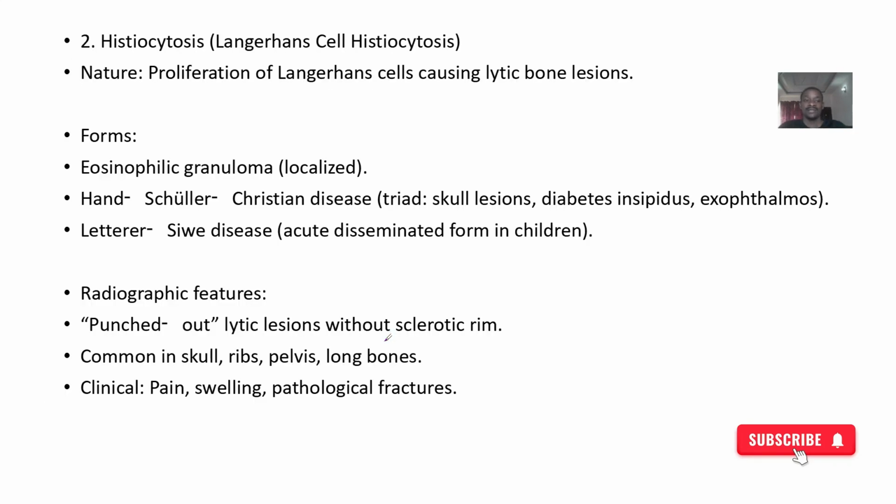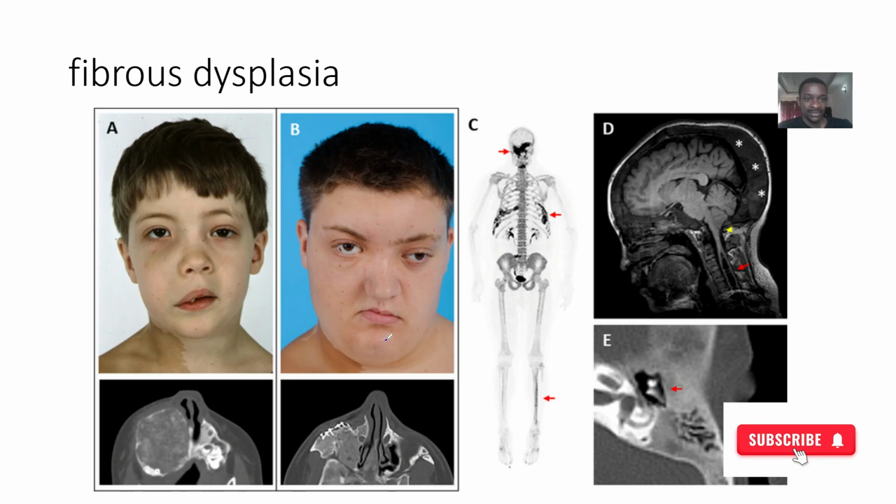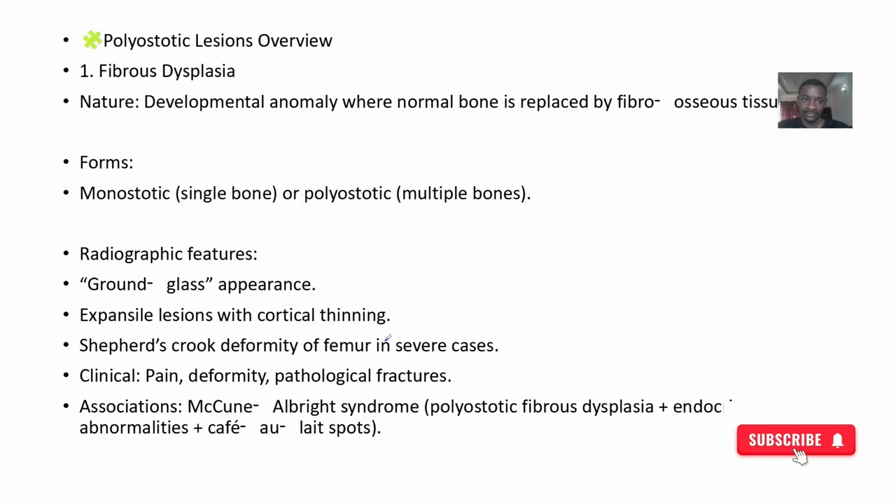Okay, so let's look at them one by one. And so the first one we're looking at is fibrous dysplasia. It's just a developmental anomaly where the normal bone is replaced by fibrous tissue. Forms: you have the monostotic one, affecting just a single part of the bone. They also have the polyostotic ones.